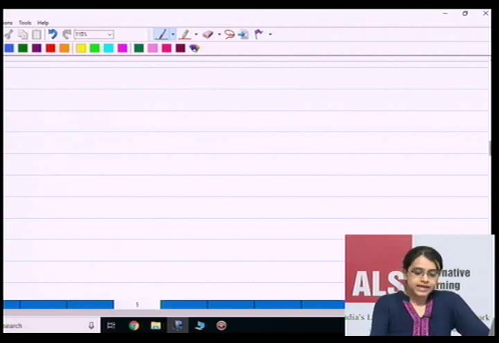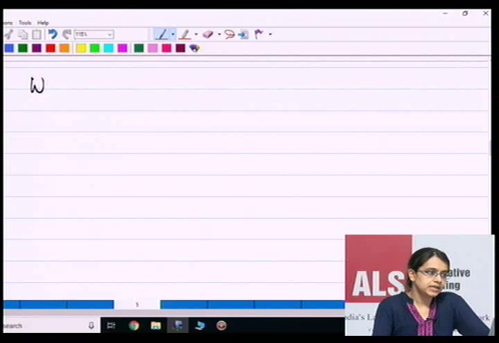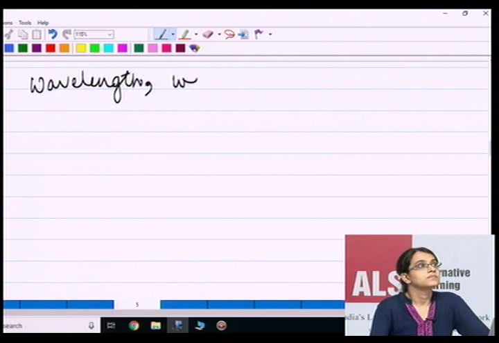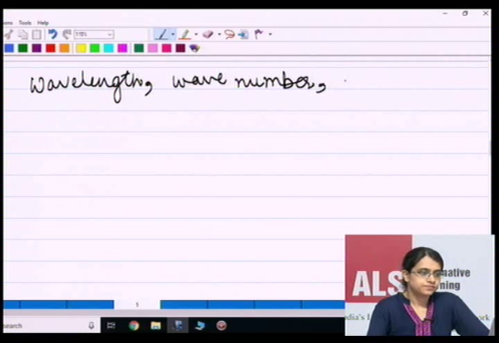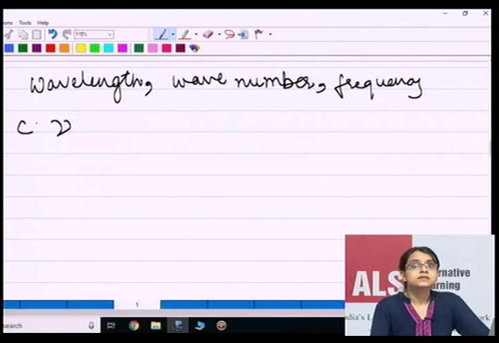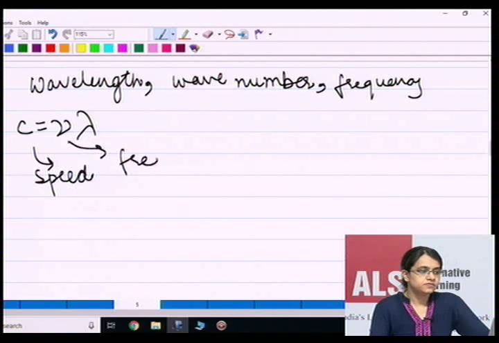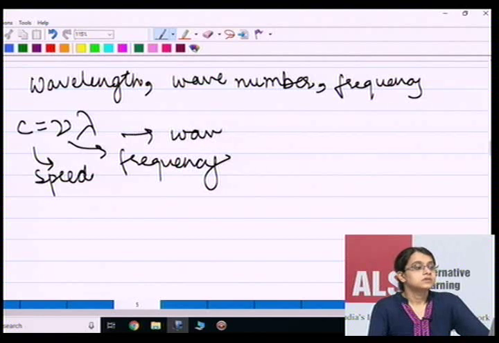Now we are going to move ahead and study some quantities like wavelength, wave number, frequency. The formulas that you must have already studied are c equals nu lambda, where c is speed, nu is frequency, and lambda is wavelength.